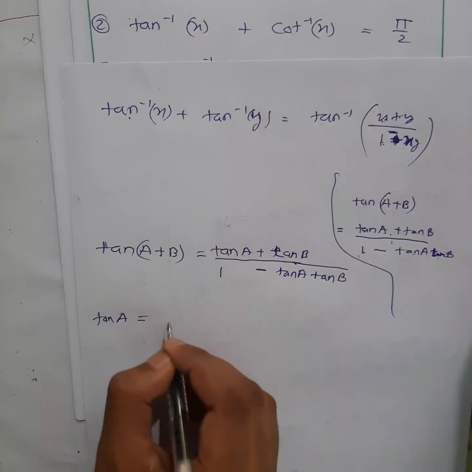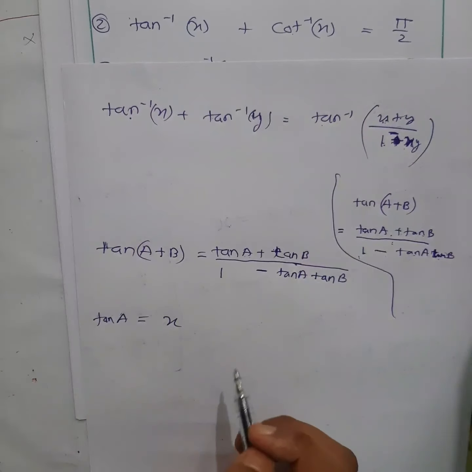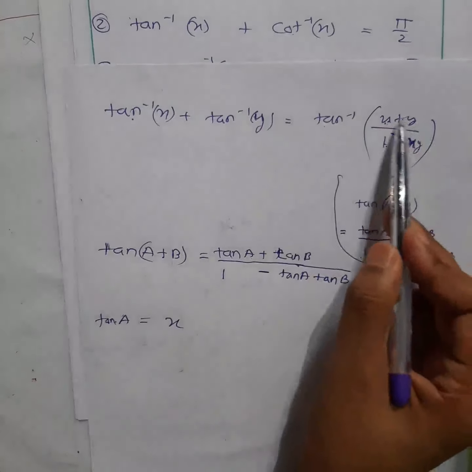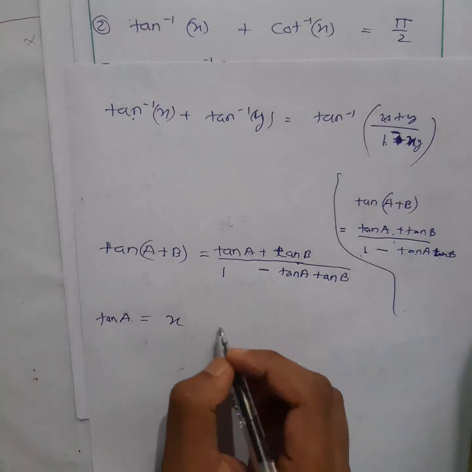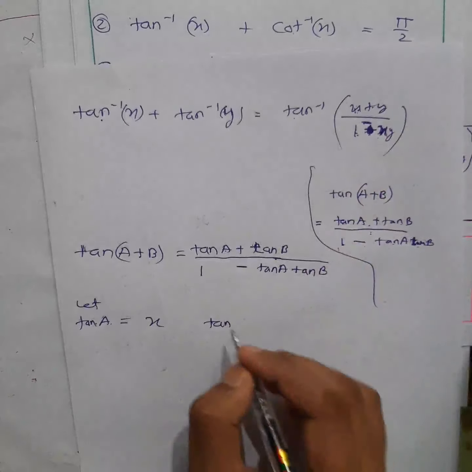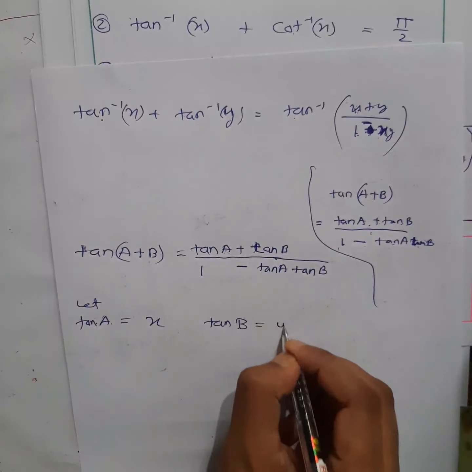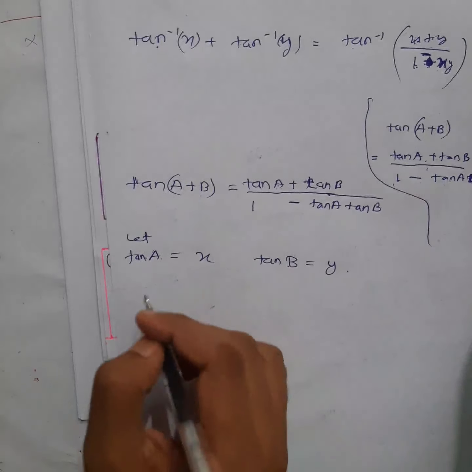tan a is equal to something you have to have here, right? Yes or no? So let me define this one as x. Because in your formula, in place of tan a, x is there, right? So I am taking tan a equal to x, suppose, and in place of tan b you can see it was y, right? tan b is equal to y.